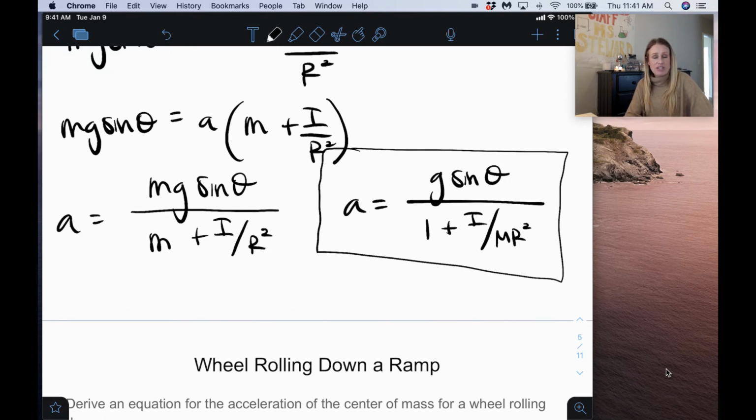So this is the equation that we end up getting for our acceleration of a wheel or an object that has a rotational inertia rolling down a ramp. Of course, you can derive this yourself if you're asked for the acceleration, but if you want an equation for this, you can use this one. Or if you're asked to derive it, this is how you derive it when you're doing these problems.